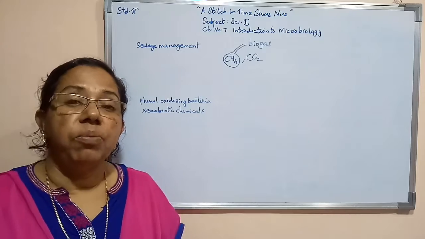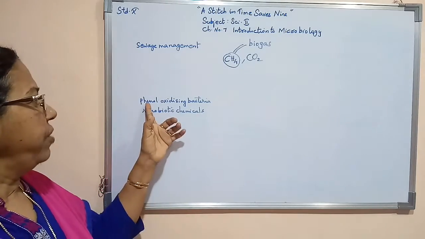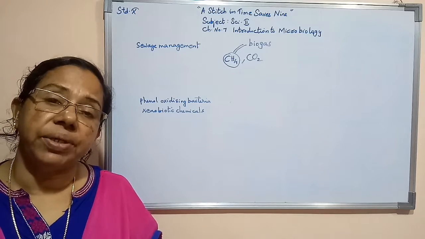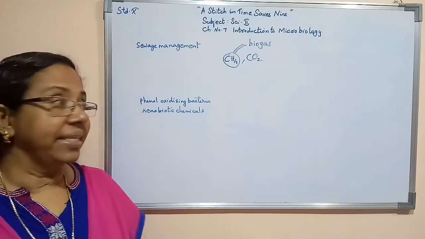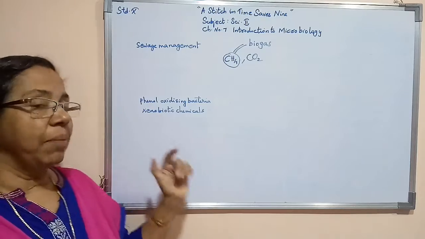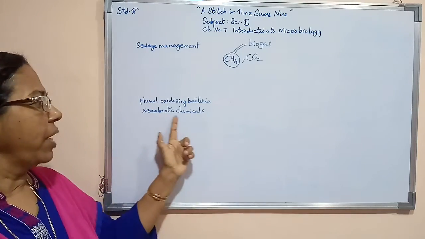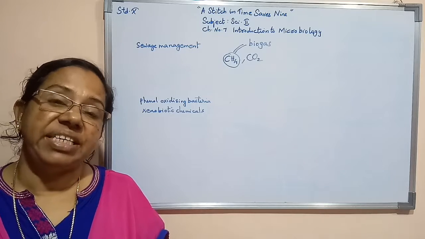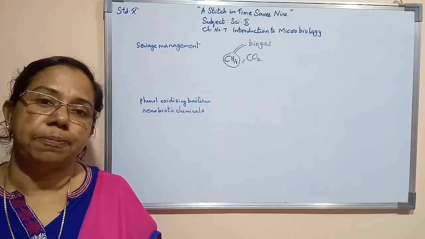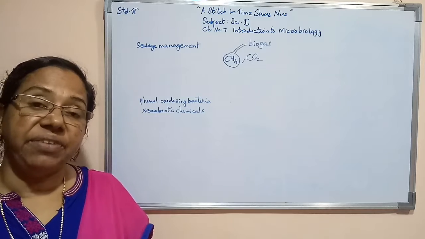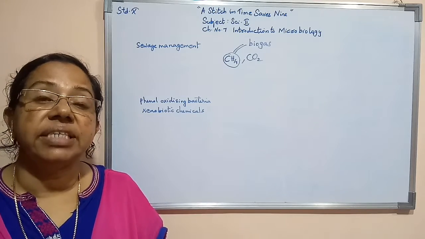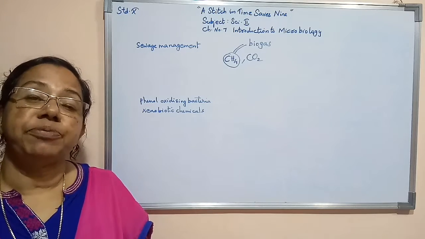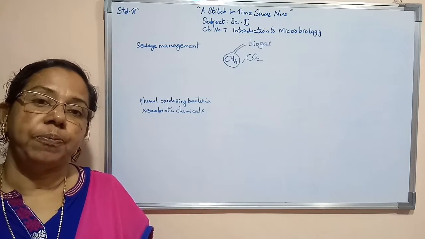Then one more important thing, phenol oxidizing bacteria are also added into the sewage. As a result, decomposition of xenobiotic chemicals which are inside the sewage also takes place. So in the sewage, some poisonous chemicals will be there. For decomposing that, different types of microbes are helping.